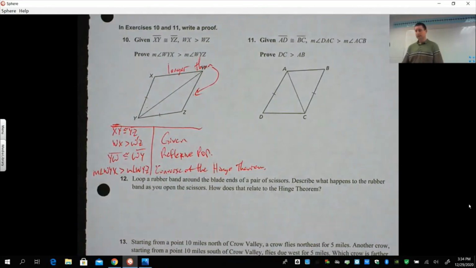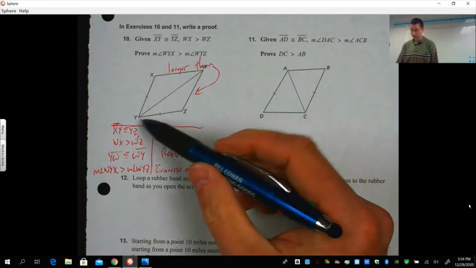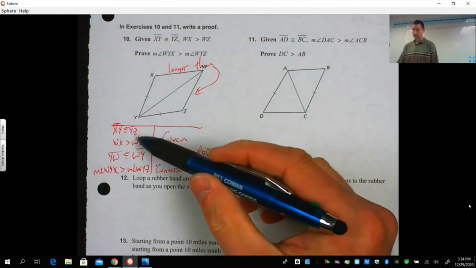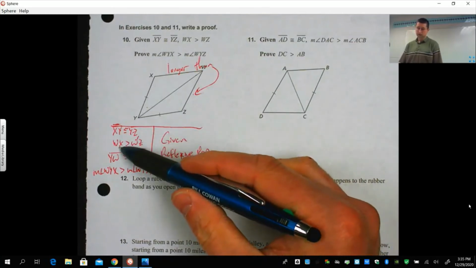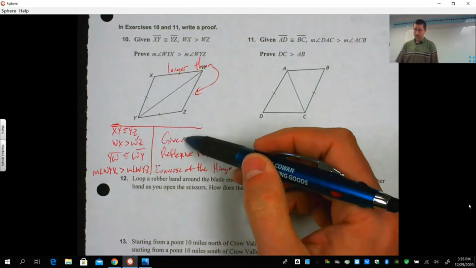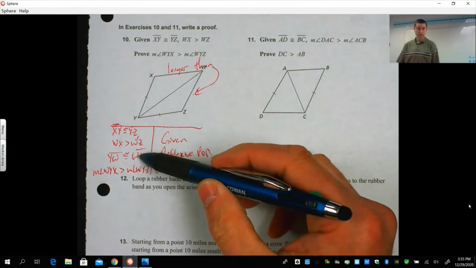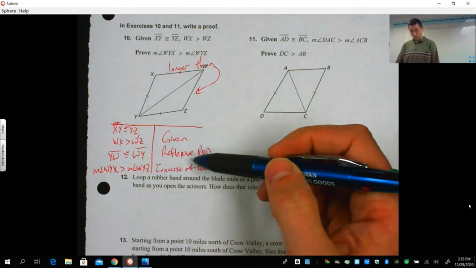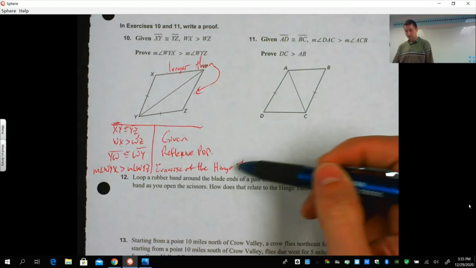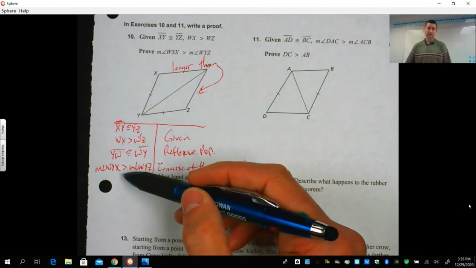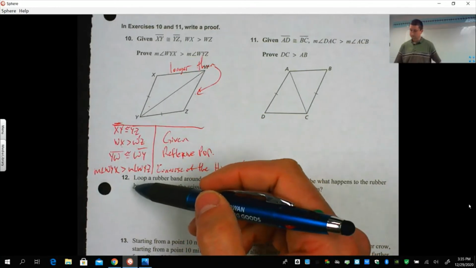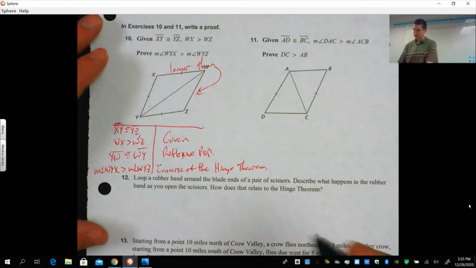If you're doing this on the assignment, you would say XY is congruent to YZ is given, WX is greater than WZ is given. By the reflexive property, this is true. So, or therefore, by the converse of the hinge theorem, measure of angle WYX is greater than the measure of angle WYZ. Okay, so that's how that kind of plays out.